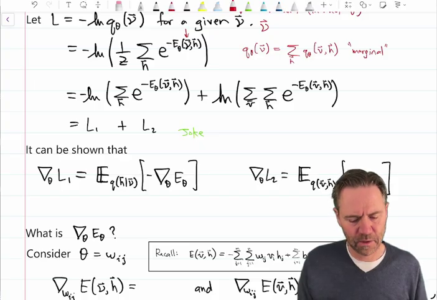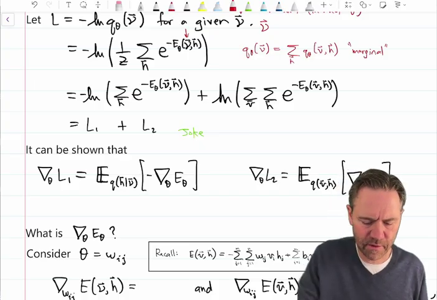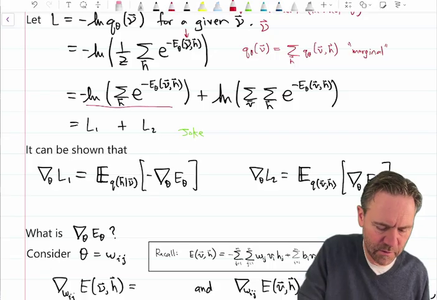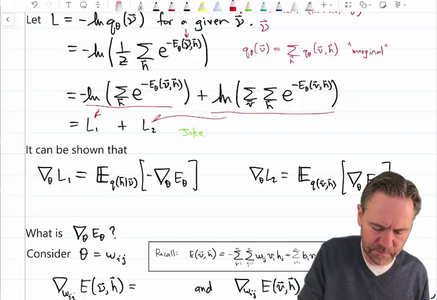Okay, so I'm going to call these two pieces L1, this is L1, and this one's L2.